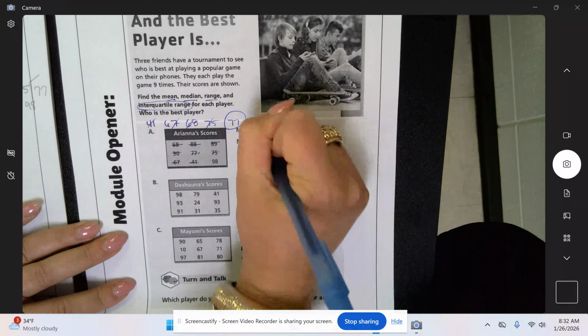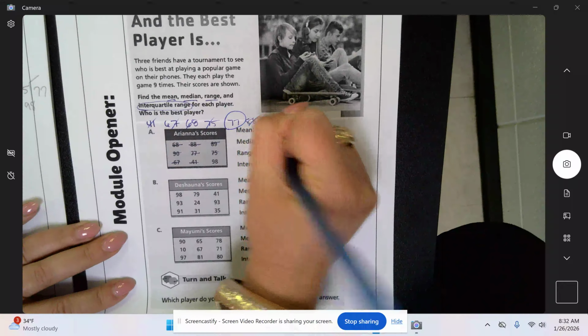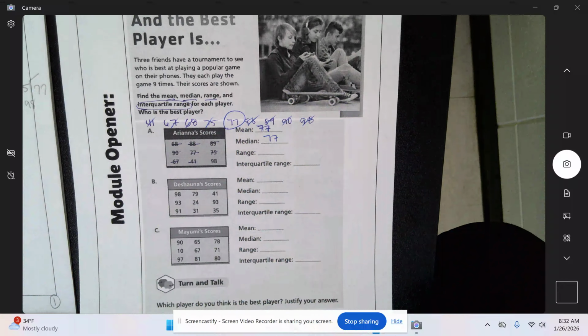Now, what happens if I have an even amount of numbers? If there's 2 numbers in the middle, what do you have to do? You add them together and divide by 2. Beautiful. Look, your teacher taught you so well last year. All right, that's what you do. We're going to practice that in a minute, but when there's 2 numbers in the middle, you add the 2 numbers, and then you divide by 2.